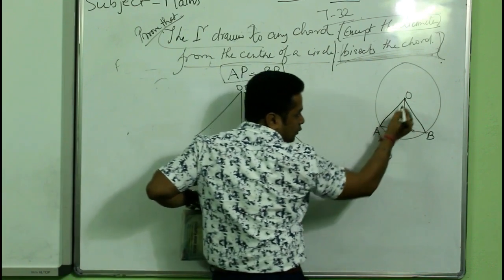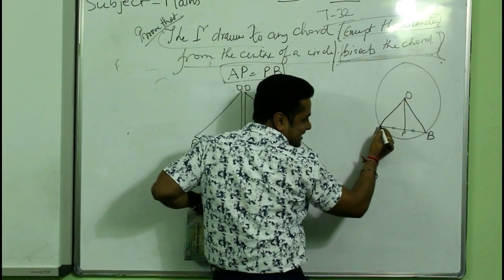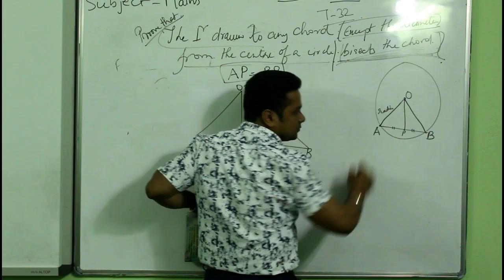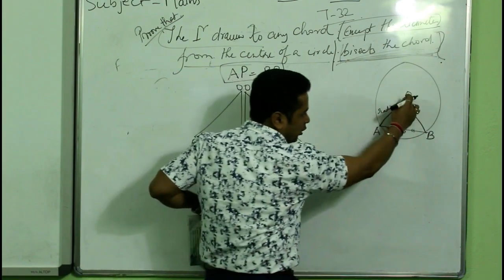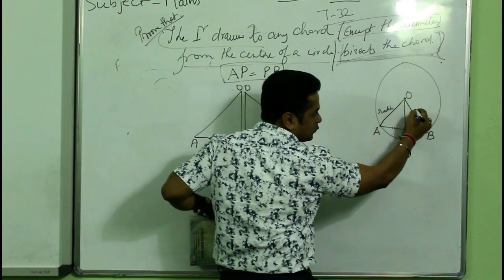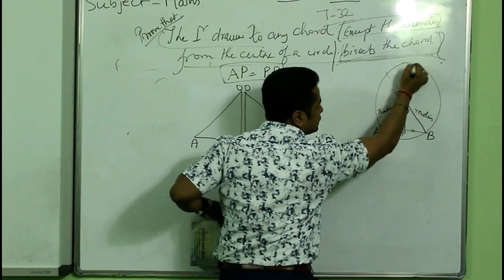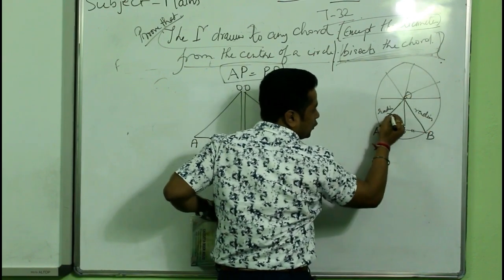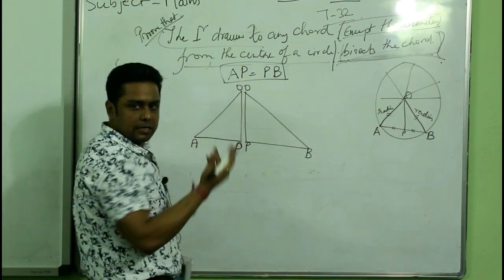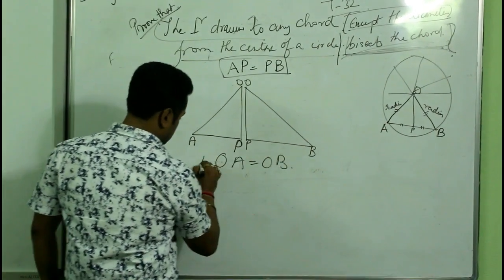Figure it out here. What is OA? Distance of the point from the center on the circumference. That means this is what? Radius. What is OB? Distance from the center to the point on it means what? It's a radius. Very simple. OA, OB. This. What is this? Radius. So OA and OB are radii of the same circle. Radius of the same circle, isn't it? That means what? OA is equal to OB. First point.